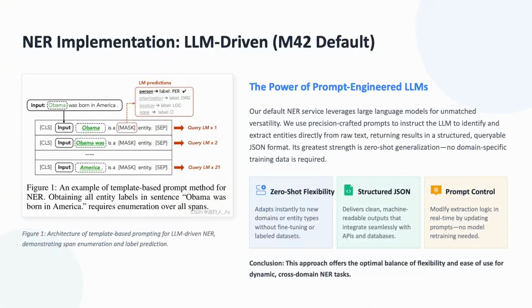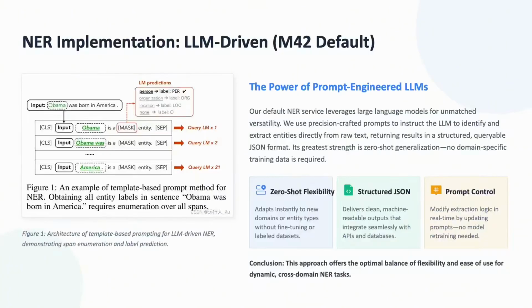Third, our default solution, prompt-engineered LLM-driven NER. The template prompting example on screen illustrates its core logic. The model enumerates every text span in the sentence, fills the span into a fixed prompt template with a mask placeholder, and calls the large language model to predict the entity category for each span. The core power of this approach lies in prompt engineering. We design high-precision structured prompts to guide LLMs to extract entities directly from raw text, returning standardized JSON-formatted results that can be connected to APIs and databases without extra conversion.